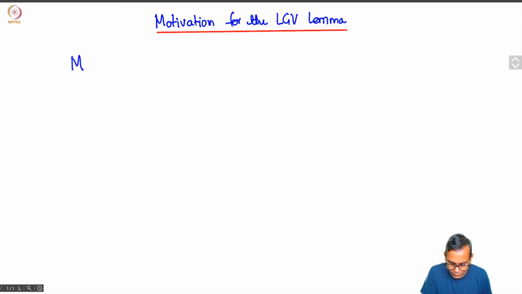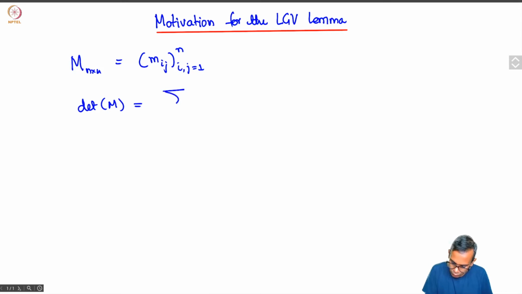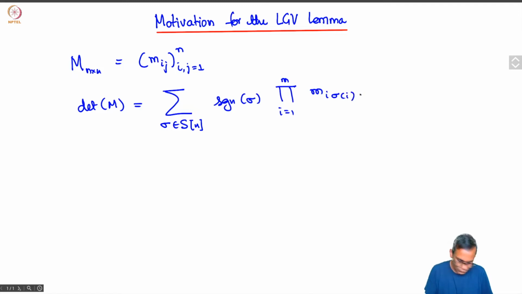So if we have a matrix M, which is an n by n matrix, we'll write its entries as M_ij, where i and j go from 1 to n. Then the determinant of M is the sum over all permutations sigma in S_n of sign sigma times the product, i going from 1 to n, of M_i,sigma(i). So this determinant is actually a signed sum. Some of these products appear with a positive sign and others appear with a negative sign.